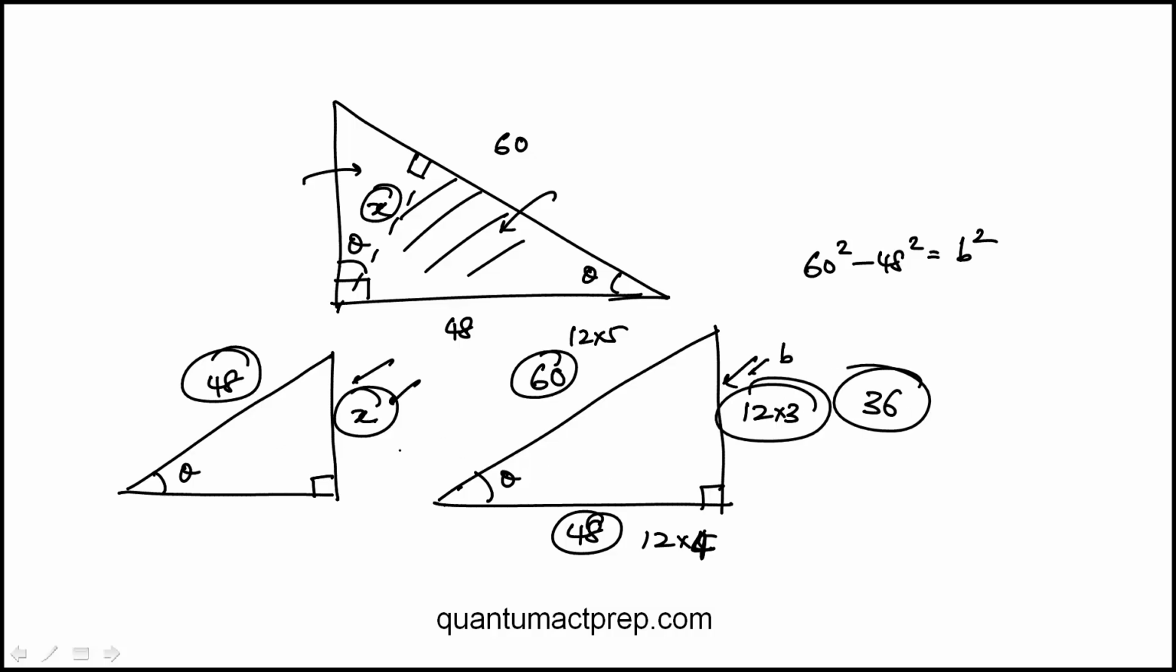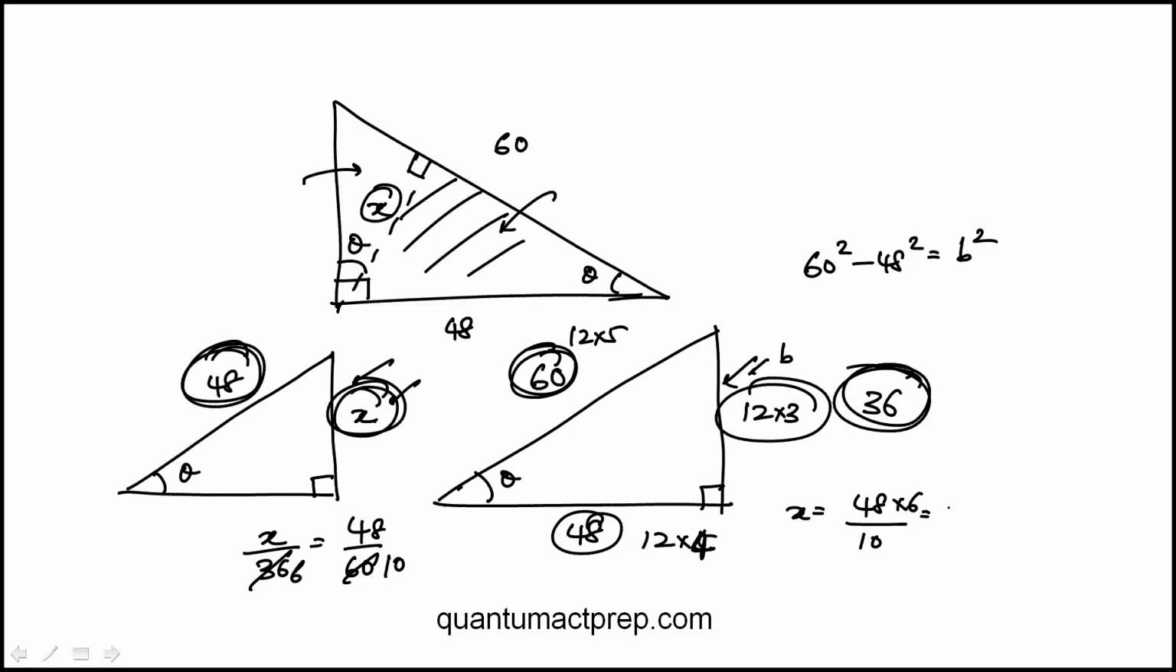So now that we have these two right triangles, we can write their ratios have to be equal. They are similar. So x to 36, you can do it this way. Either this to that ratio is equal to 48 to 60. And that would give us what x is. I divide both sides by 6, 10. So x becomes 48 times 6 over 10. And at this point, I will use a calculator. So it's 28.8, which is answer choice B.